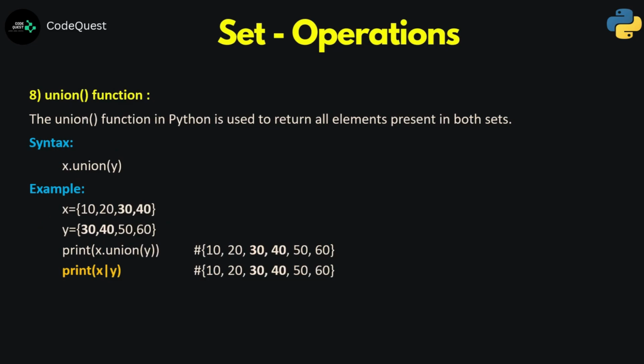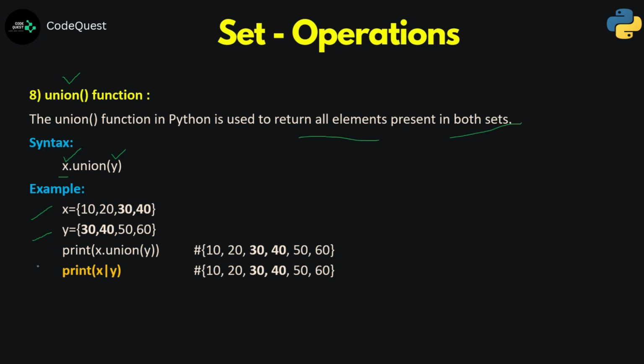Now, the union function is mostly used in order to return all the elements present in both the sets. Till now we have been using only one set upon which all the functions have been applied. When it comes to the union function, you need a minimum of 2 sets. Let's say here I am writing x union y, where x is a set and y is a set.